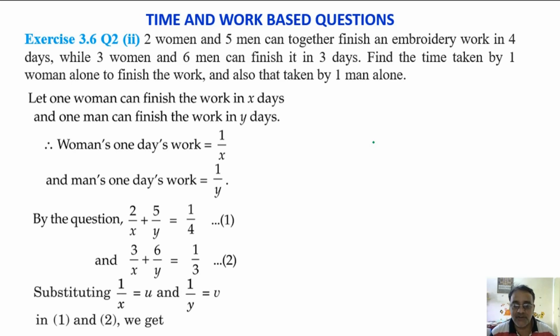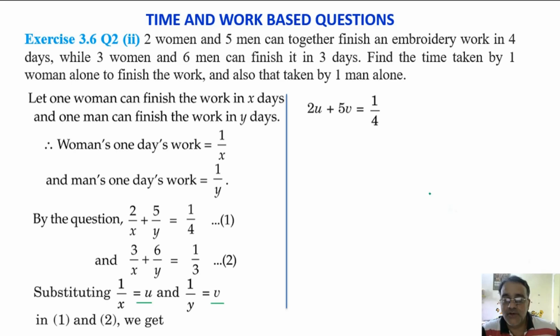So what we are going to take, यहाँ पे u और v ले लेते हैं. 1 upon x को मैं u ले लिया और 1 upon y को v ले लिया. So what is the first equation? 2u plus 5v is equals to 1 by 4. Right.